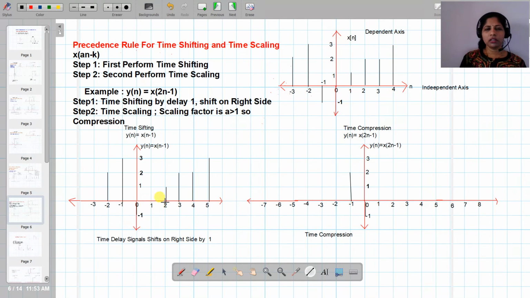Then on 2, which comes on 1. Then 3 we are not considering. Then 4, which comes on 2. Again 5. So this is our final output: after performing time shifting and time compression, our final y of n is the signal which is present from minus 1 to 2. This is called the precedence rule. So always first perform time shifting and then perform the time scaling operation.